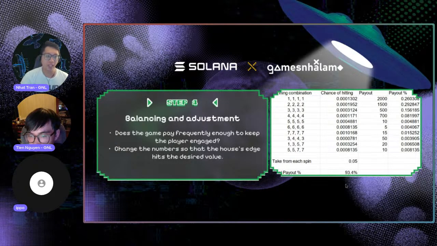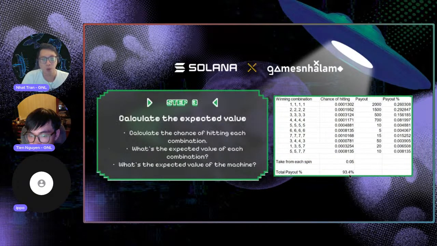After we calculate that, we can go to step 4, balancing and adjustment. At this point, you should probably play test your slot machine to see whether the game plays frequently enough to keep the player engaged. For example, you can have a huge payout and not have any winning combination that gives the player small money at all. Okay, that's fine.